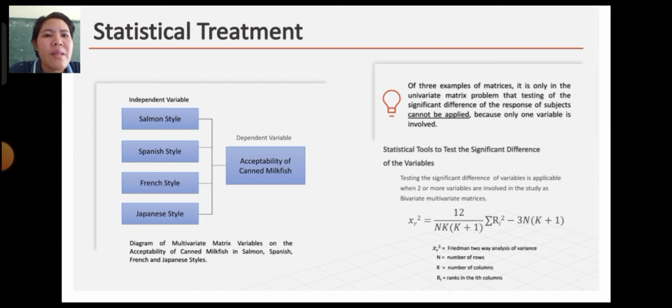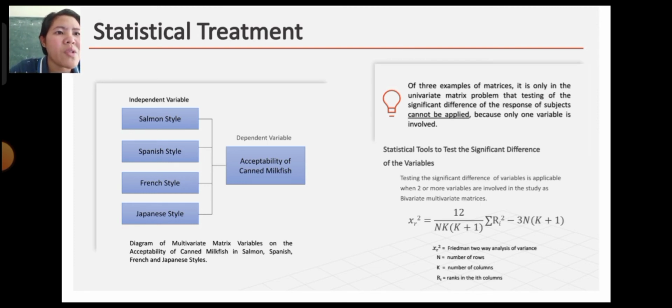Okay, another one. The independent variable is the salmon style, Spanish style, French style, and Japanese style. The dependent variable is the acceptability of canned milkfish. Diagram of multivariate matrix variables on the acceptability of canned milkfish in salmon, Spanish, French, and Japanese styles.